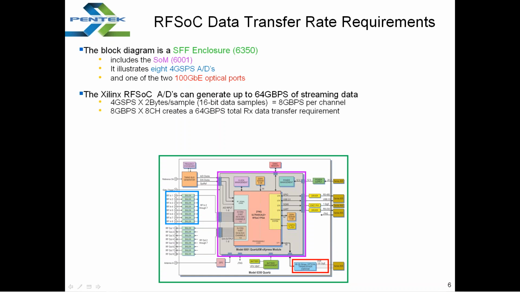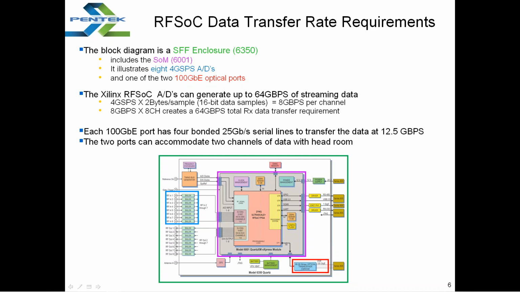So the Xilinx RFSoC A to Ds can generate up to 64 gigabytes per second of streaming data. This is with an A to D that has 4 gigasample per second capability, each sample being 2 bytes, a 16-bit data sample, for a total of 8 gigabytes per second per channel. And then 8 of those channels gives you the 64 gigabyte per second total data transfer requirement. Now, each 100 Gigabit Ethernet port has 4 bonded 25 gigabit per second serial lanes to transfer the data at the 12.5 gigabyte per second requirement. The 2 ports can accommodate 2 channels of data with some headroom.